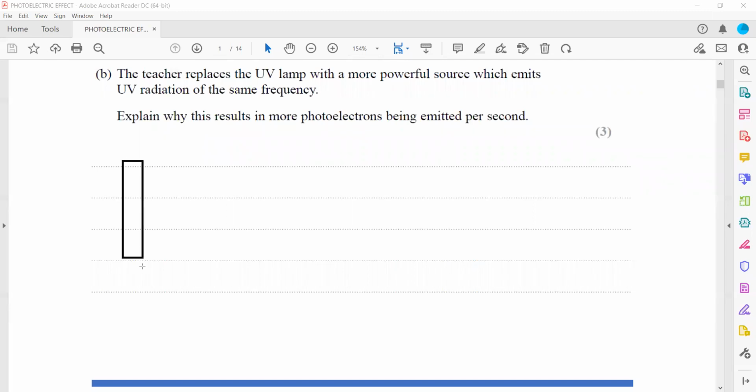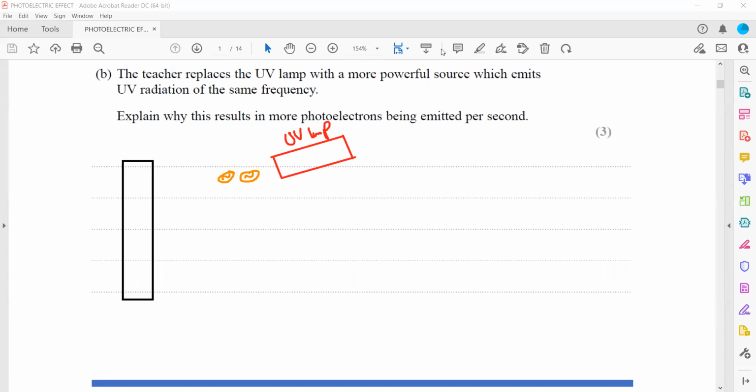So this is a metal surface. We are using the same frequency. Same frequency means we are using a source of the same energy per photon, but that is more powerful. What does it mean? If this is a UV source or a UV lamp, say first it was emitting out 2 photons, for example.